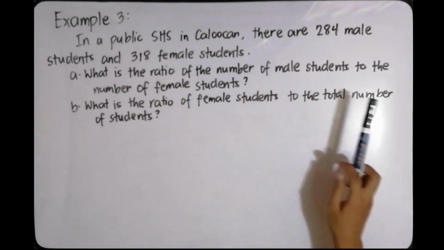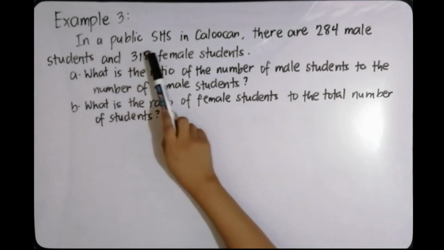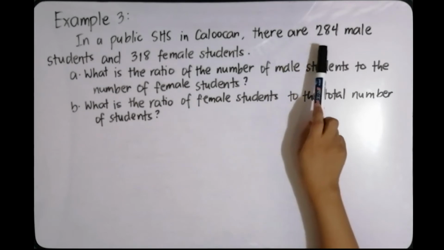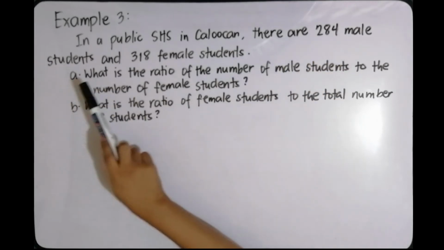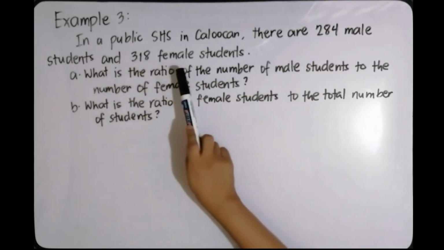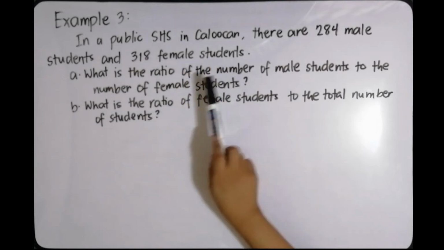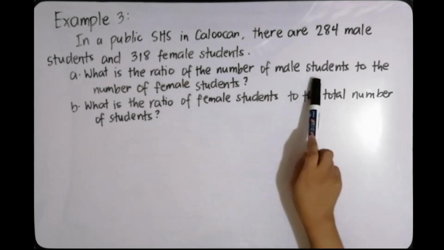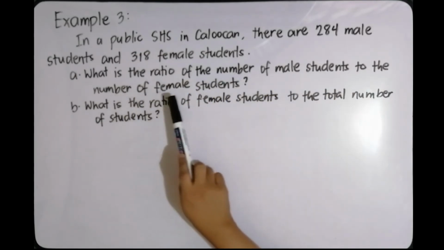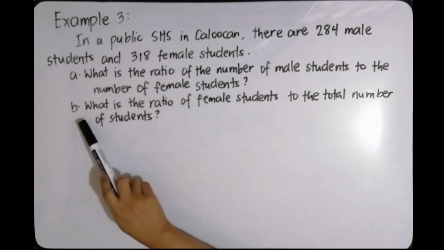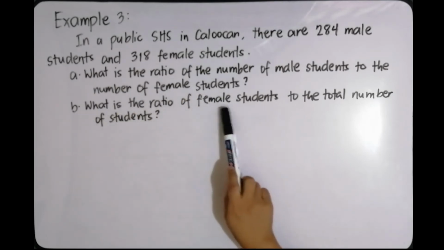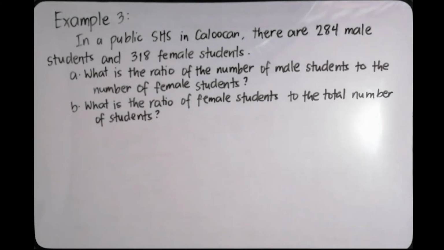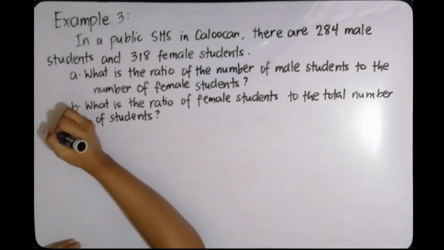In this third problem, in a public senior high school in Caloocan, there are 284 male students and 318 female students. Letter A: what is the ratio of the number of male students to the number of female students? Letter B: what is the ratio of female students to the total number of students?